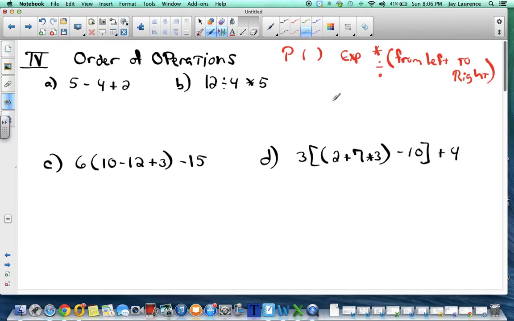And then the same is true for addition and subtraction. And this point here is why I don't teach that P word. From left to right.